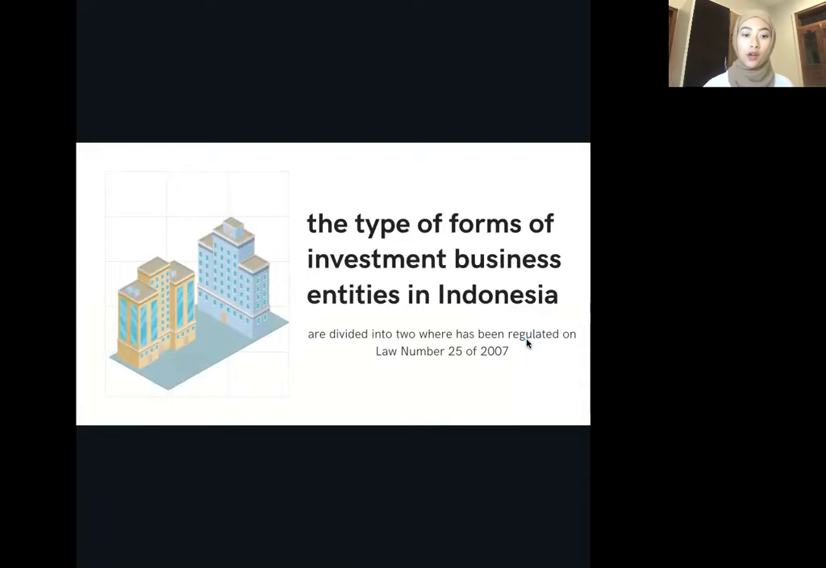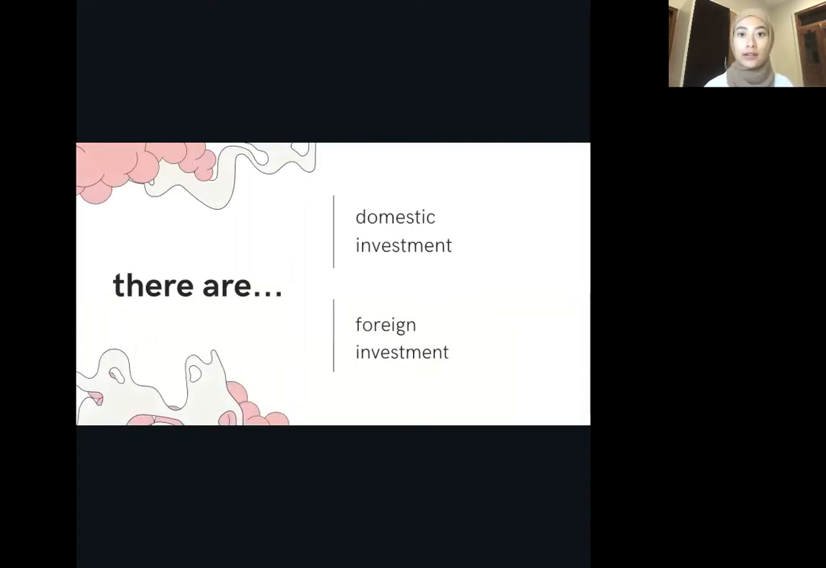The types of forms of investment business entities in Indonesia are divided into two parts, as regulated in Law Number 25 of 2007. The types are domestic investment and foreign investment. Domestic investment is stated in Article 1, which defines domestic capital as capital owned by the Republic of Indonesia, individual Indonesian residents, or corporate enterprises in the form of legal entities such as limited liability companies, or PT, and commanditaire companies, or CV. The second one is foreign investment.